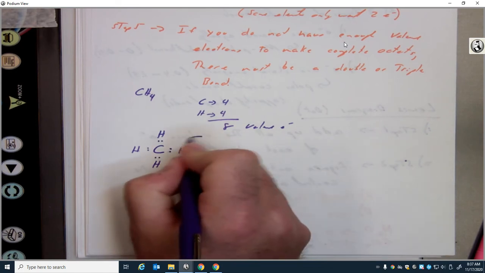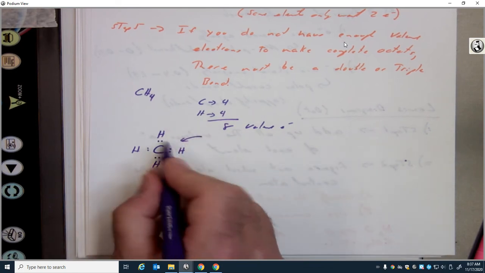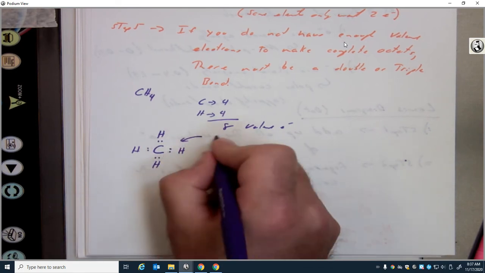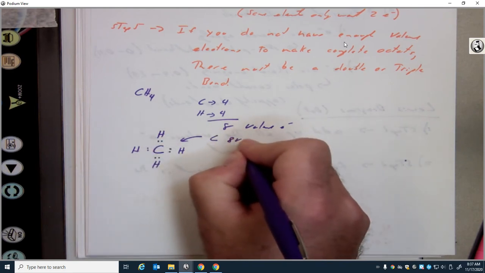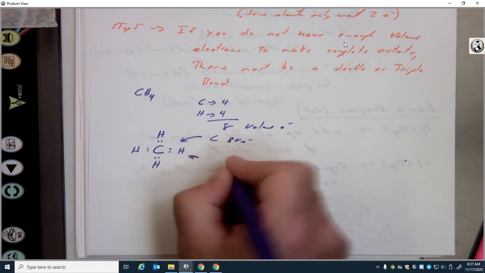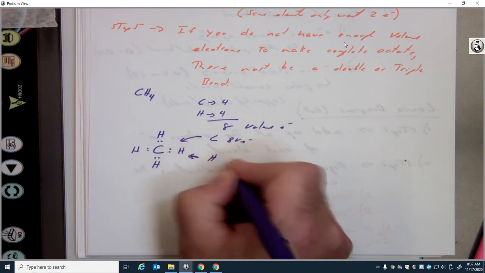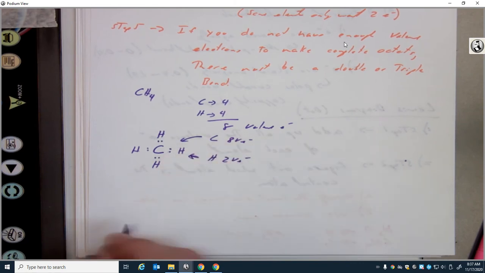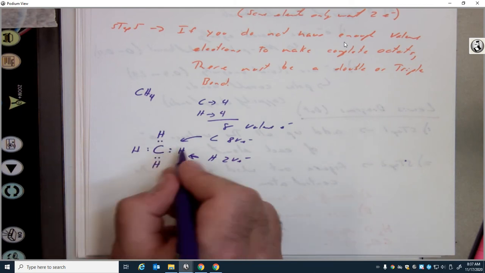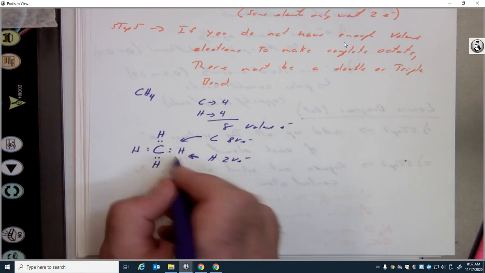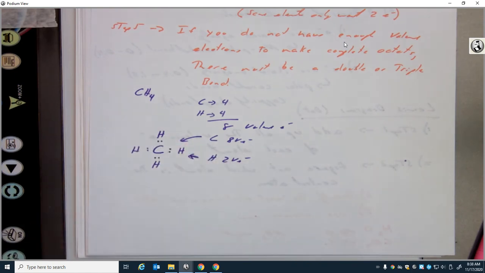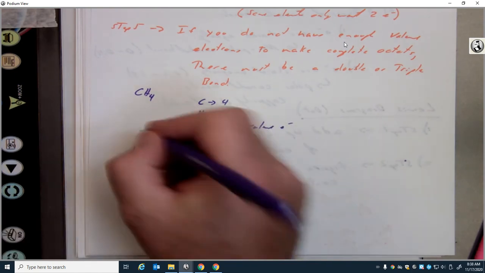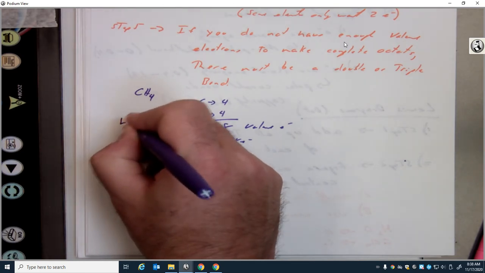Now, my carbon atom wants 8, and it does have 8 valence electrons. The hydrogen only wants 2, and it has its 2 valence electrons. So each one of these follows that octet rule or the duet rule, and everyone's happy. Now, this is called the Lewis diagram.